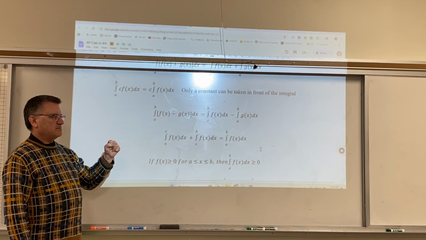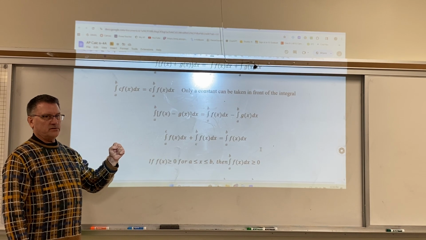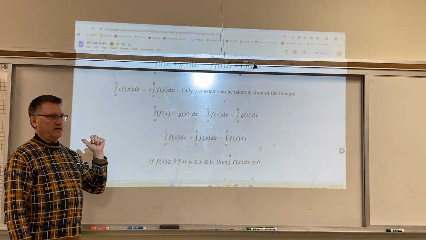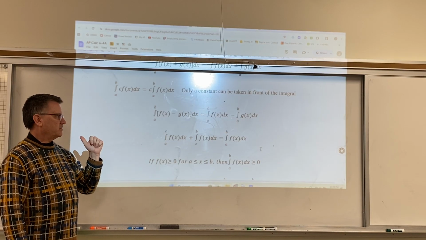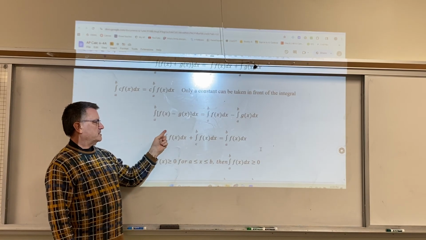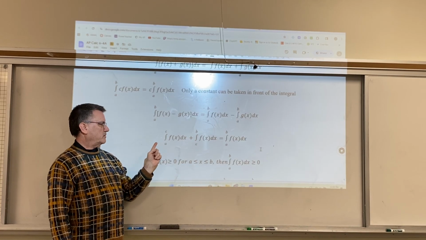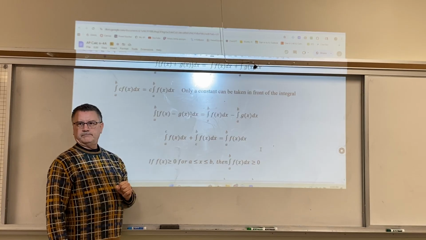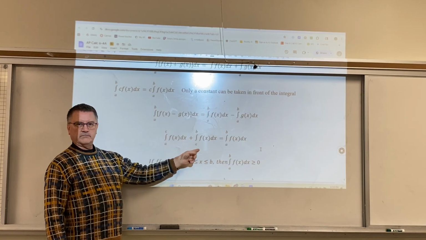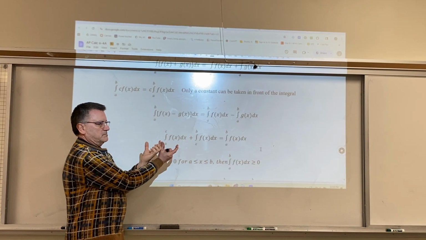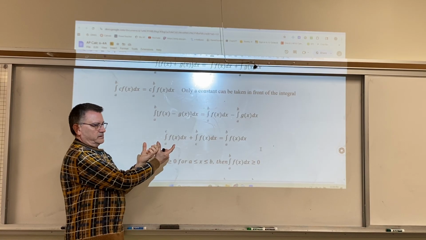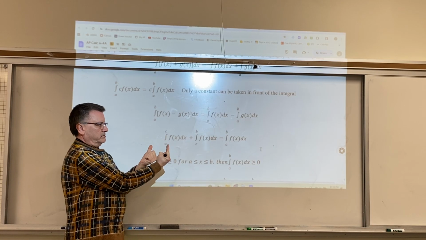It's probably more used to us going the other way, reading it from right to left instead of left to right. The integral from A to C plus the integral from C to B should be the same integral from A to B, because you're picking up at the same spot. So you got this piece and this piece right next to it. Well, I should be able to just go from A to B.